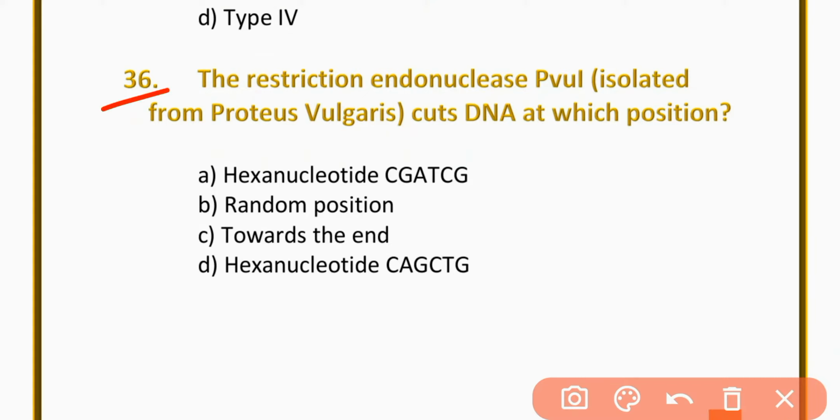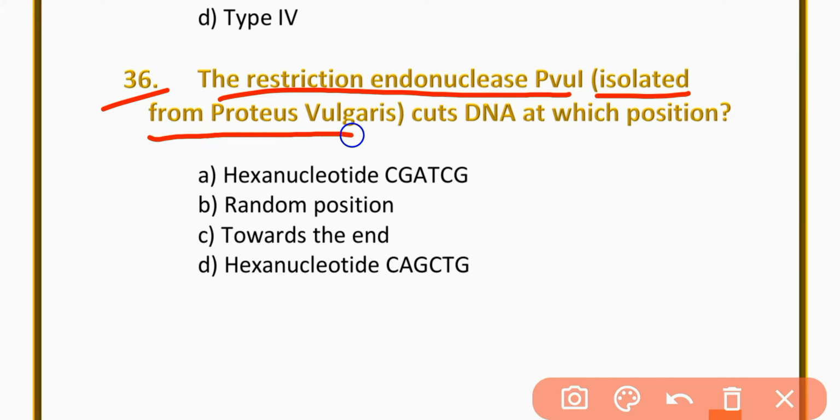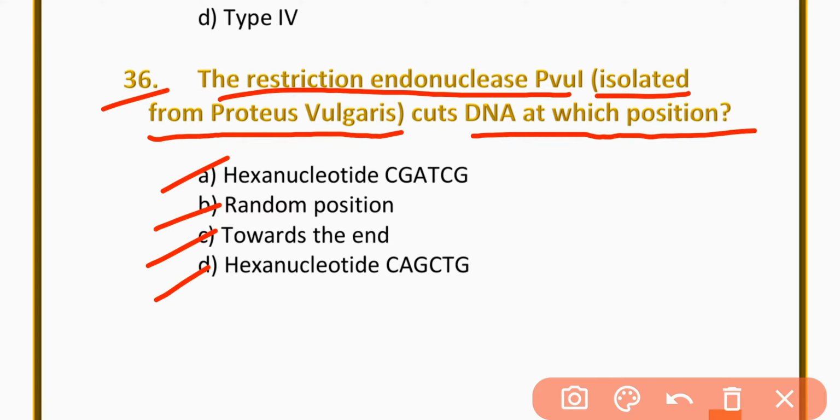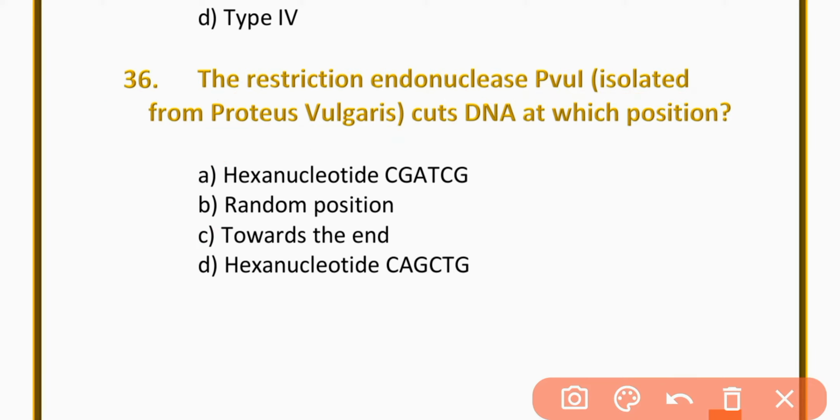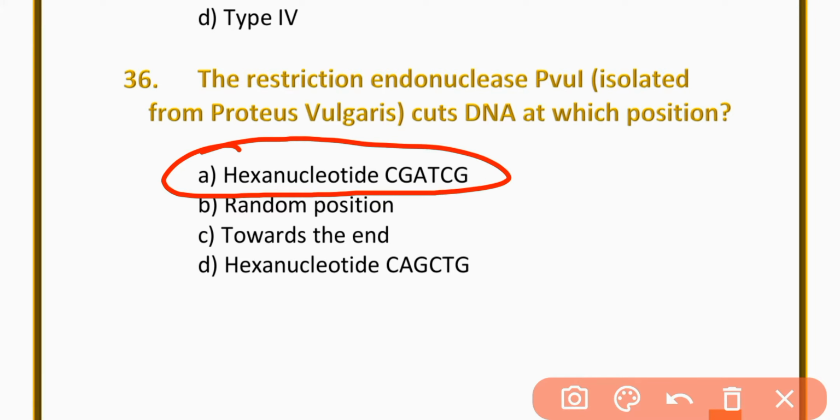MCQs number 36. The restriction endonuclease PvuI isolated from Proteus vulgaris cuts DNA at which position? A, hexanucleotide CGATCG. B, random position. C, towards the end. D, hexanucleotide CAGCTG. The correct option is option A, hexanucleotide CGATCG.